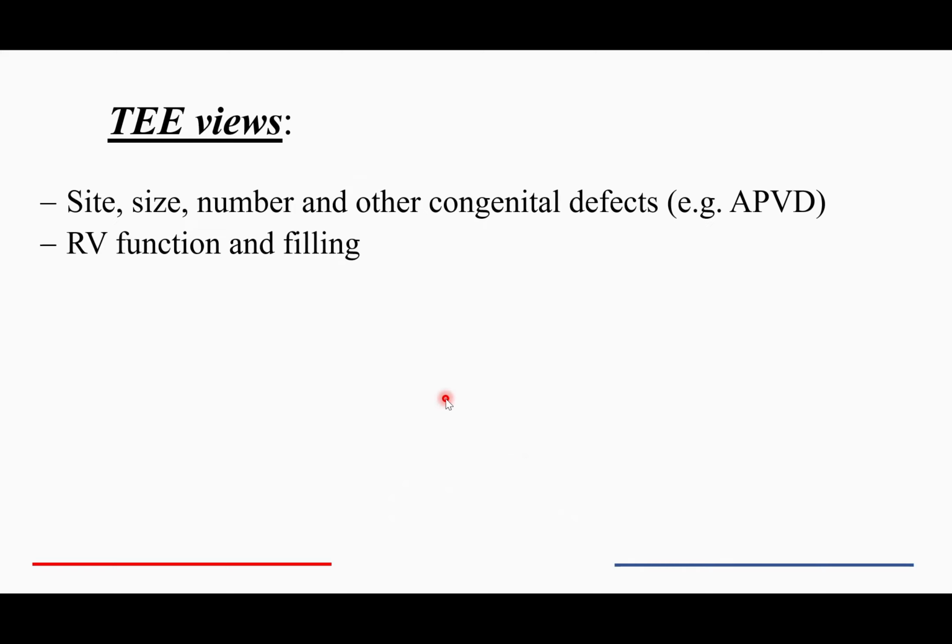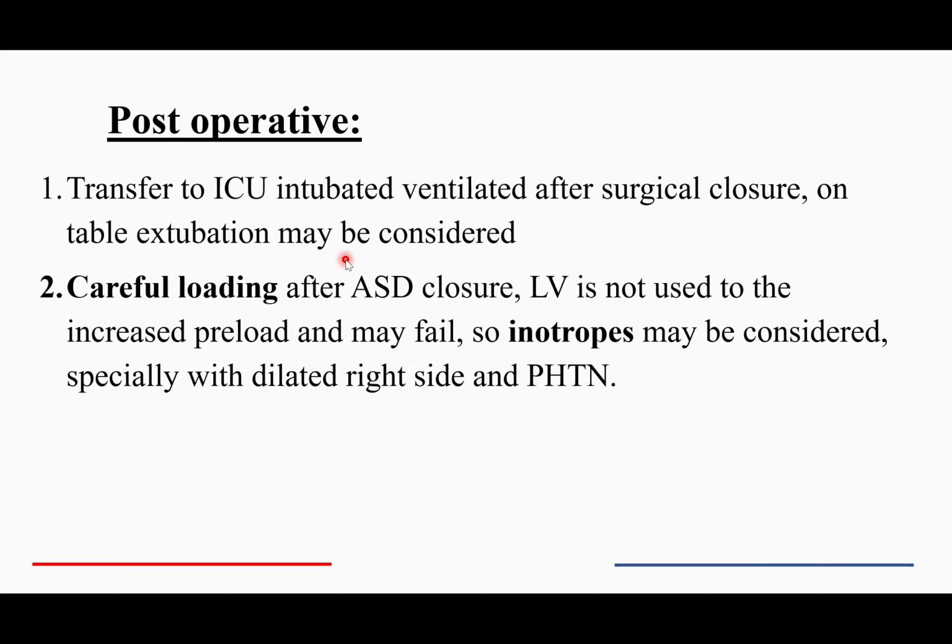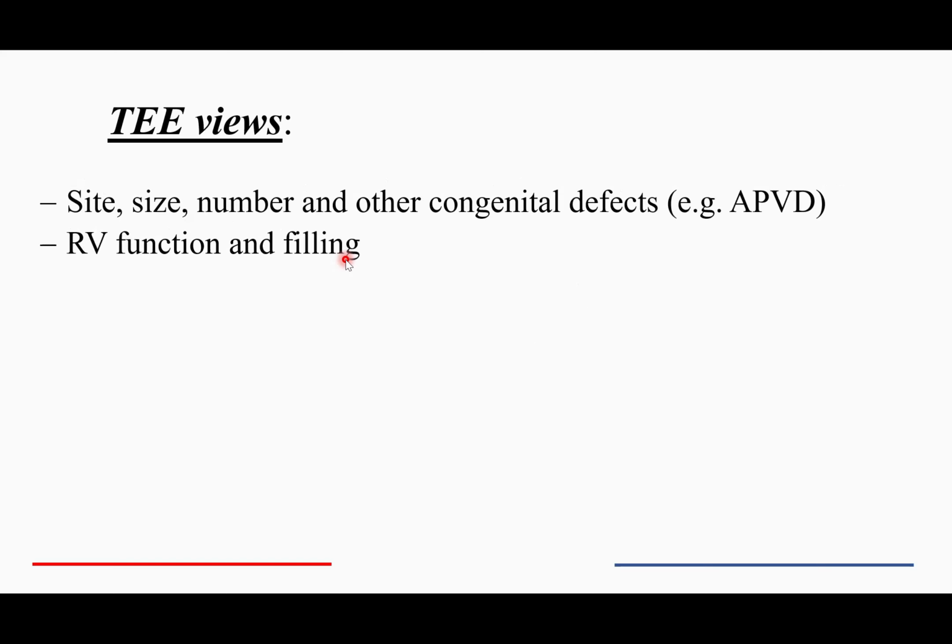Post-operative, the TE view, intraoperative, the TE views, we see the site of the ASD, the size of the ASD, the number of the ASDs, more than one may be found. Other defects like anomalous pulmonary venous drainage, we look at the RV function and filling, and of course we do a full study, because any other defects or congenital anomalies may be found.